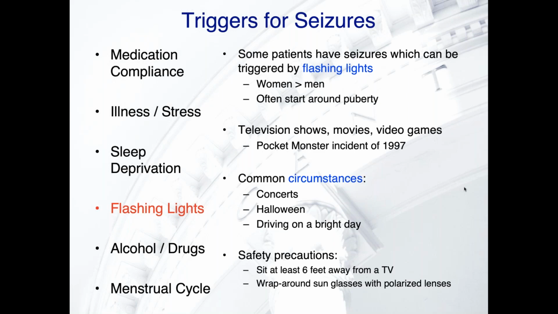Now, if someone has a sensitivity to seizures that are brought on by flashing lights, one common recommendation is to make sure they stay at least 6 feet away from a television screen. Another good recommendation is to wear a good pair of sunglasses that have a wraparound feature and polarized lenses. Those two things together help to limit the amount of noxious light and limit the chance for provoking a seizure.